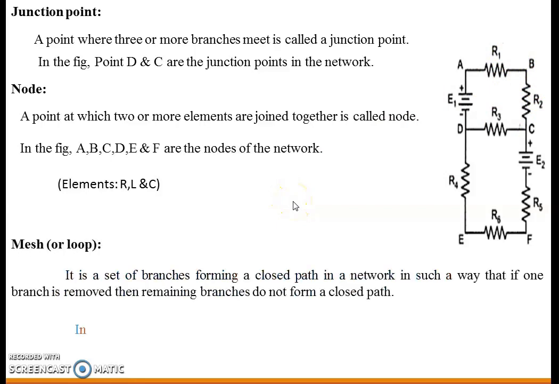Next one, mesh or loop. It is a set of branches forming a closed path in a network in such a way that if one branch is removed, then the remaining branches do not form a closed path. In the diagram, A, B, C, D, A. See, starting point A, ending point also A. That is called a closed loop or mesh. Started from A, B, C, D, ended in A. Similarly, C, F, E, D, C or D, C, F, E, D. Both starting and ending points are the same. It is considered as a loop.